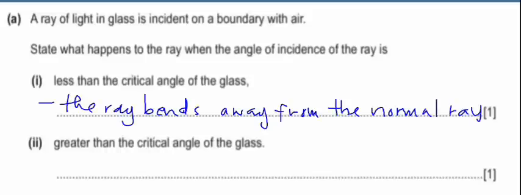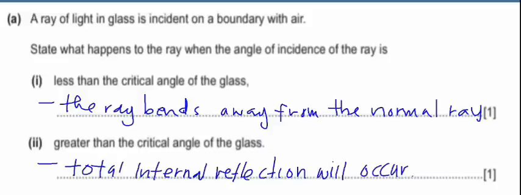Then as for Roman numeral number 2, it is saying when the incident ray is greater than the critical angle of the glass. So whenever the incident ray is greater than the critical angle, the total internal reflection is going to occur. So meaning here we're just going to say total internal reflection will occur. It's very, very important. You need to remember it.